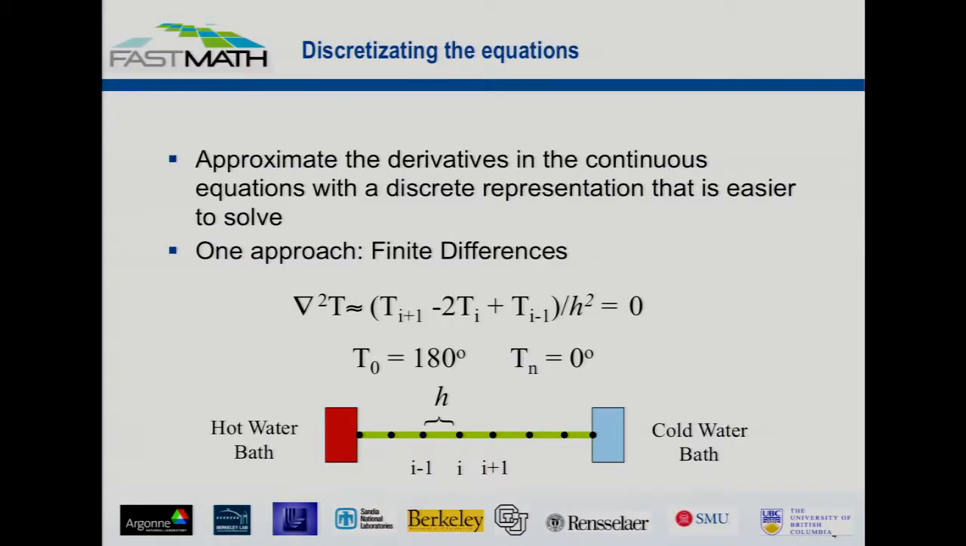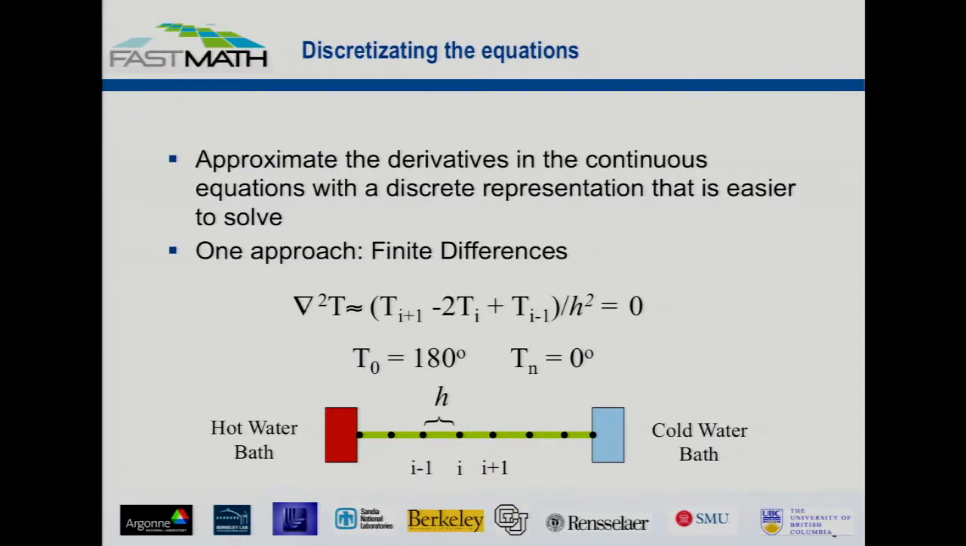And then you have T0, your initial point, is 180 degrees, and at T sub n, the last point in your domain, has got a boundary condition of 0 degrees. And so you can see that the coefficients for the different T sub i, you've got 1, a -2, and a 1.